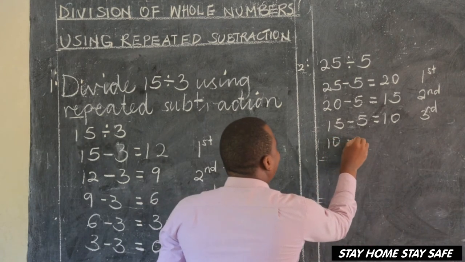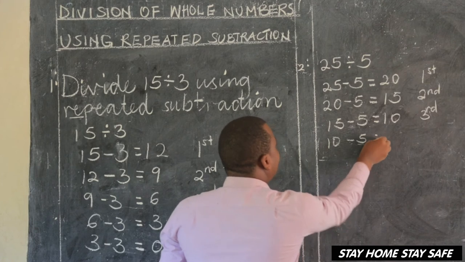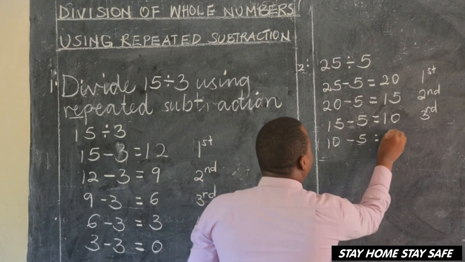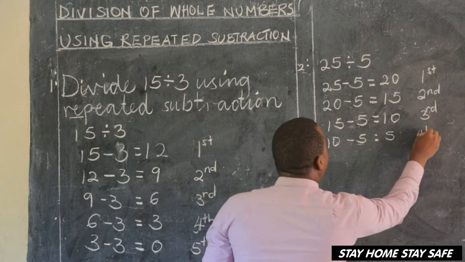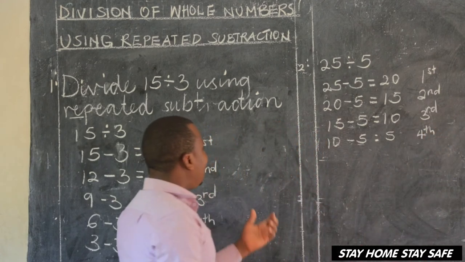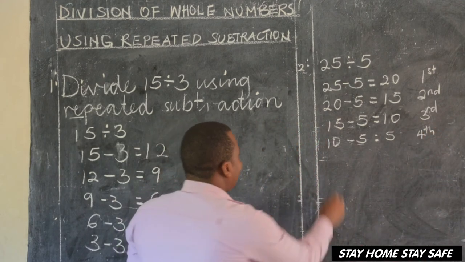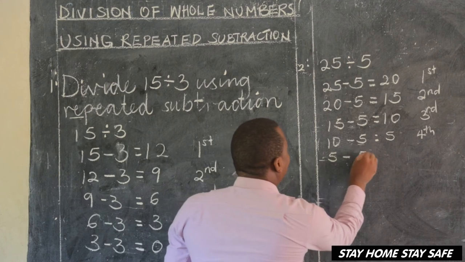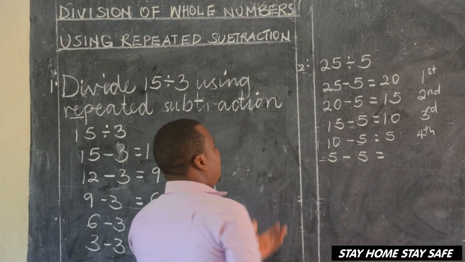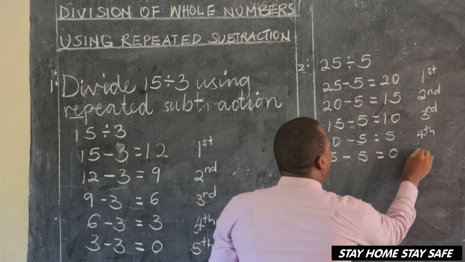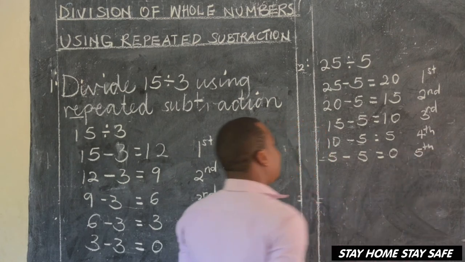What is 10 take away 5? This is equal to 5. And this is your fourth time. Then you go again. This is 5 take away 5. And what is 5 take away 5? 0. And this is your fifth time.